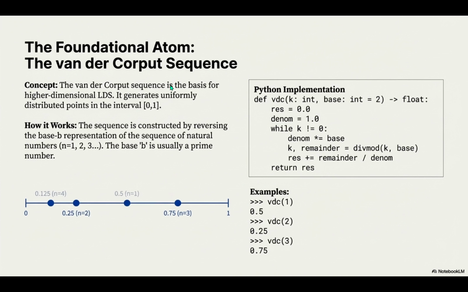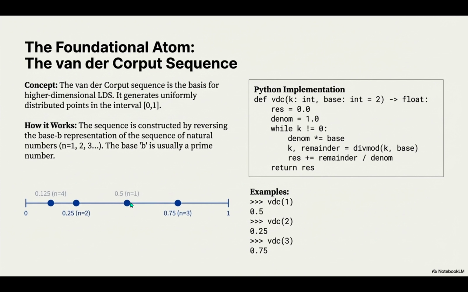So let's use base 2. That's the easiest. Okay, base 2, the number 1 is just 1 in binary. You reverse that, put a decimal in front, you get 0.1 in binary, which is 0.5. The number 2 is 10 in binary. Reverse it, you get 01. So 0.01 in binary, which is 0.25. 3 is 11. Reverse that, it's still 11. So 0.11 in binary, which is 0.5 plus 0.25. That's 0.75. So just with the first three numbers, we've already hit 0.5, 0.25, and 0.75.